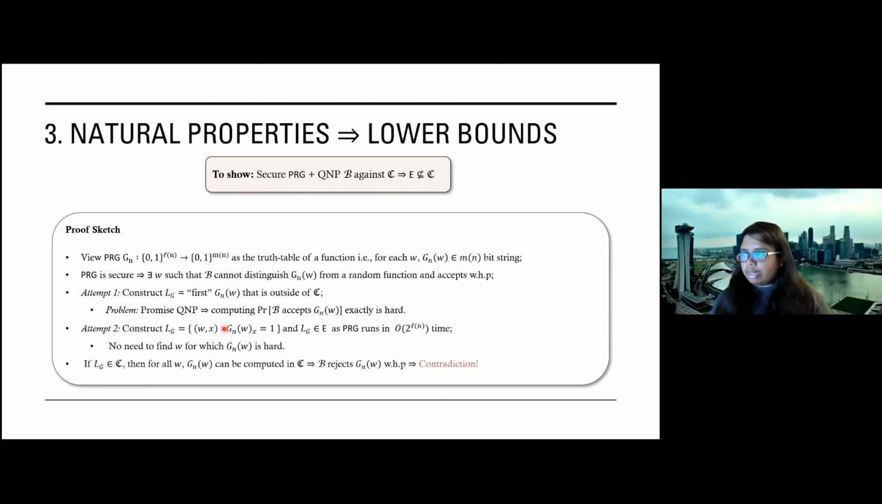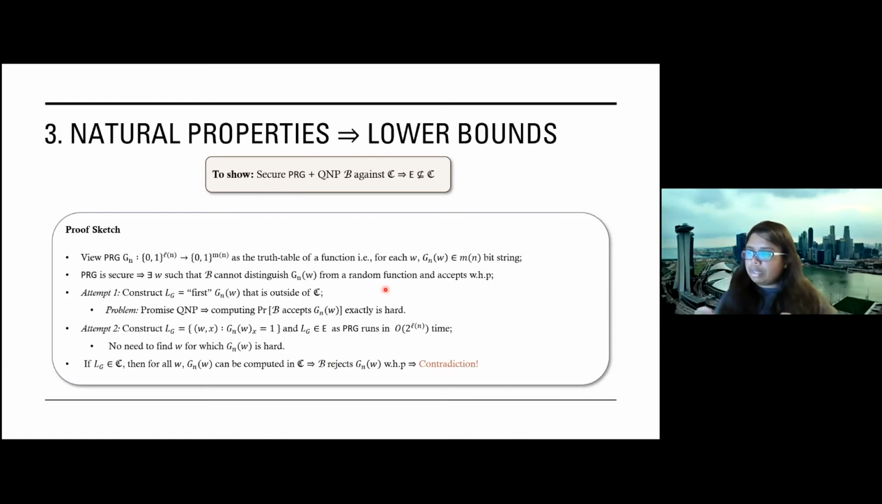So how do we prove this? Well, there's a simple contradiction we can show. Let's assume that this language is actually within the circuit class. Then essentially it means that for every seed that you can think of, my generator can be computed within C. But that means my natural property has to reject anything that can be computed in C with high probability. And that contradicts the previous assumption of the PRG being secure. So essentially this completes the proof.